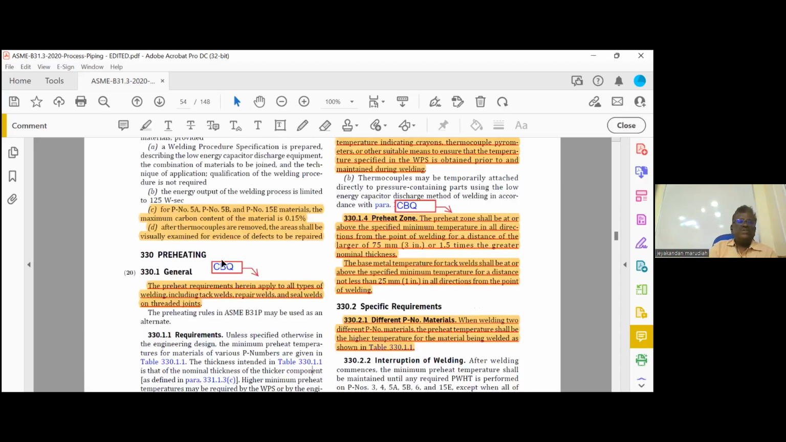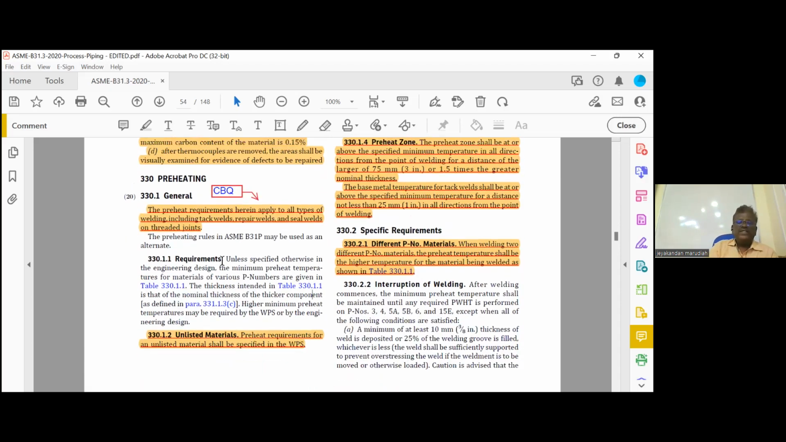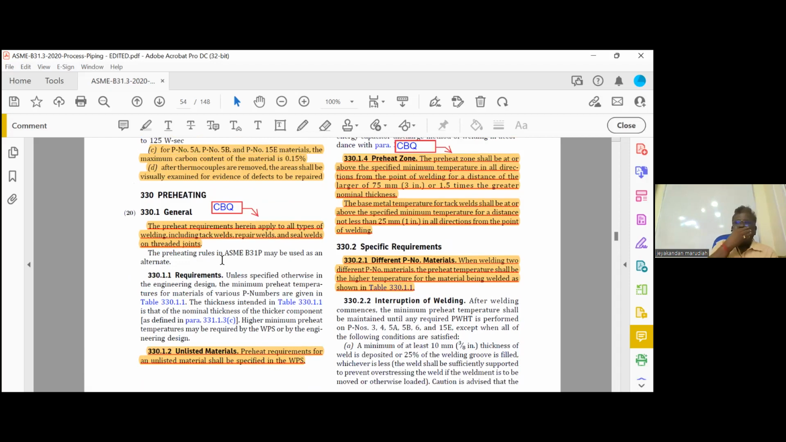Then please go to page number 71, preheating. So what is the purpose of preheating? To avoid hydrogen cracking. Before we start welding, preheat is required for tack weld, even any seal weld we are doing, or butt weld, all need preheating. So how much distance do we have to preheat? Generally, where you are going to start welding, at least 3 inches away, we will mention the preheat.